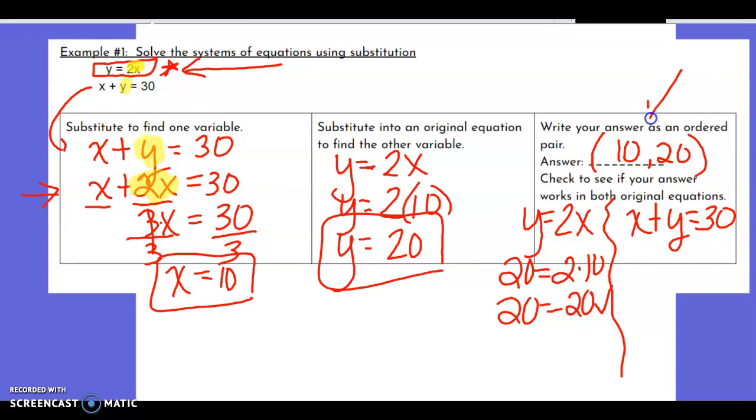Let's see if this ordered pair checks in the second equation, where it says x plus y is 30. So x is 10, y is 20. Is 10 plus 20 equal to 30? Yes, because 10 plus 20 is 30. So I know for sure, because I checked it, that this ordered pair (10, 20) is the solution to this system of equations. Let's look at another example.